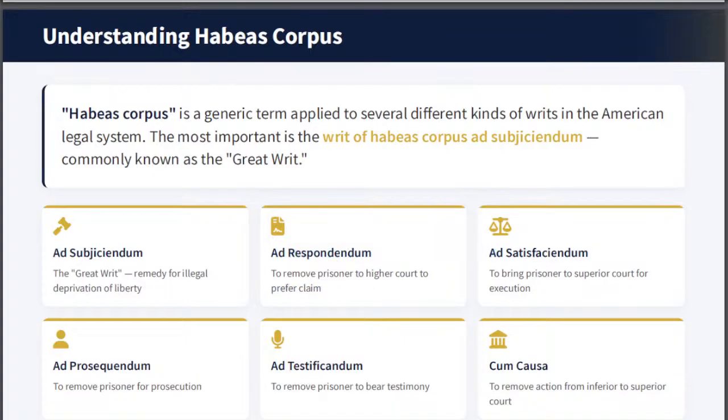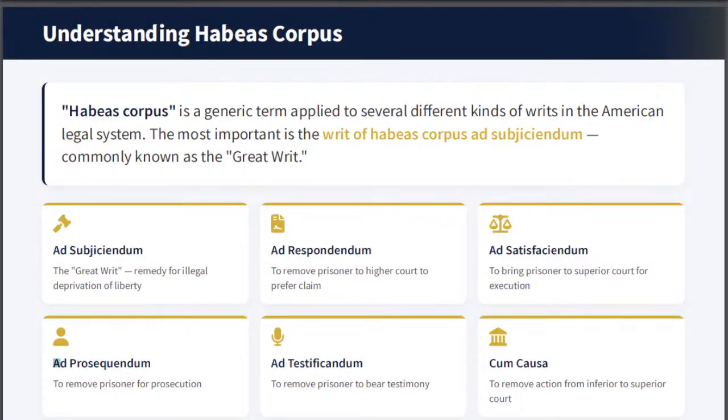And then you have the ad satisficiendum to bring prisoner to superior court for execution. Yikes. And we have the ad prosequendum to remove prisoner for prosecution. The ad testificandum to remove prisoner to bear testimony. Wow, that's when they need to take him out, bring him into court to give testimony in a case. Cum causa to remove action from inferior to superior court. Wow, so these are different kinds of habeas corpus.